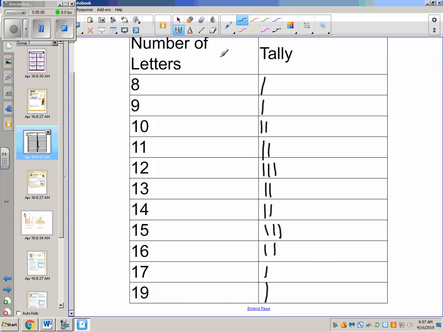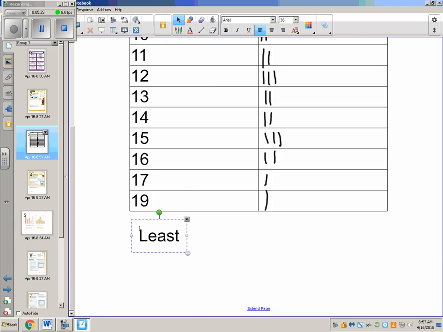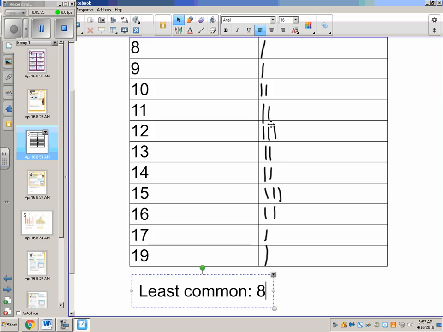So the solve and share question asked us what was the least common amount of letters in a name, and what was the most common. When I look down through, the ones that have one tally would be the least common. So the least common amount of letters to have in your name would be 8 letters, because only one person had that, 9 letters, because again, one person had 9 letters in their name, 17 letters, and 19 letters. Those would be our least common.